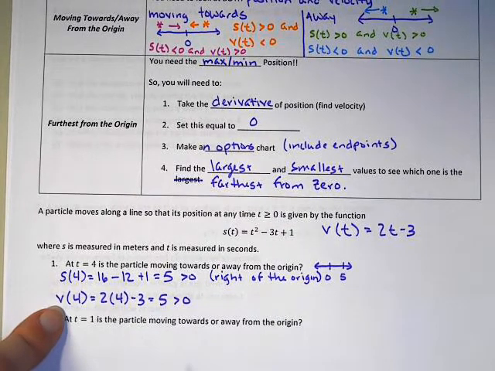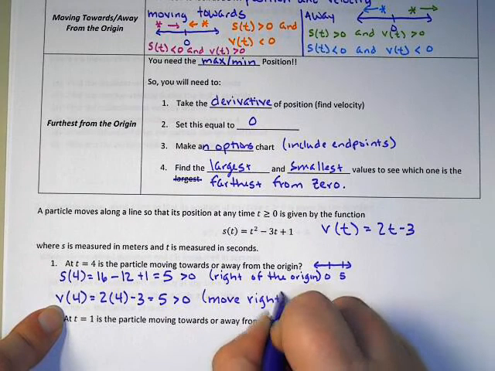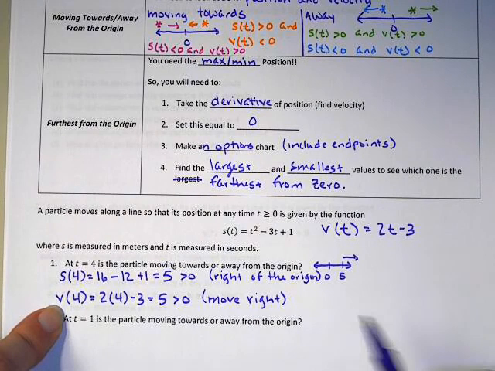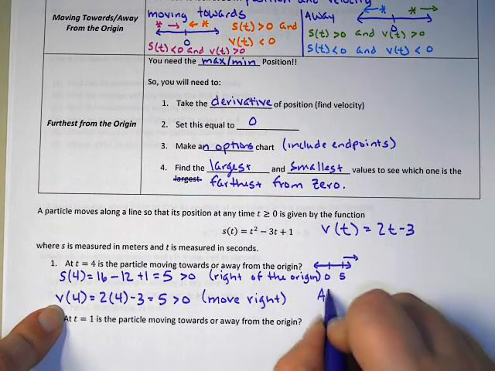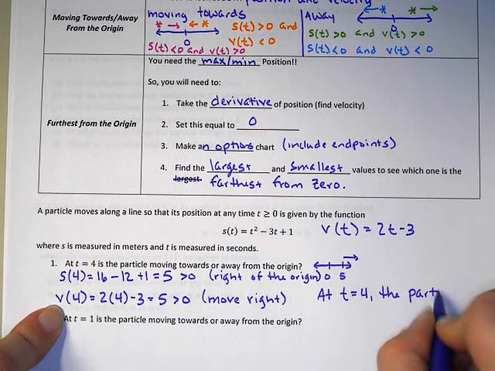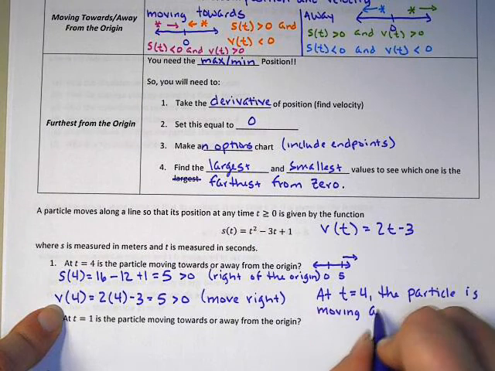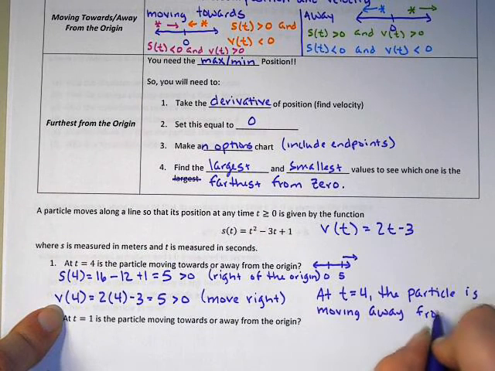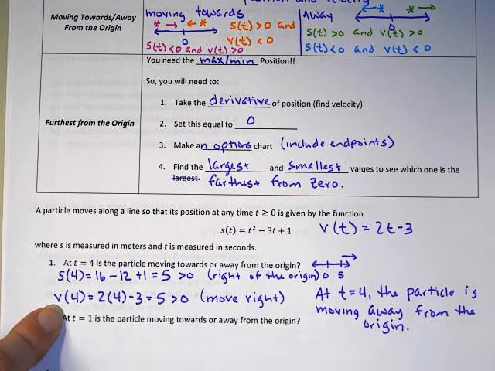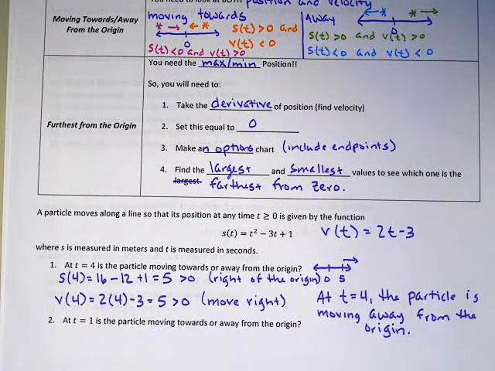Well, if my velocity is greater than 0, I know that I'm moving to the right, which means I started at 5 and I'm moving to the right. That means based on this analysis, at time t equals 4, the particle is moving away from the origin. We started on the right and we're moving towards the right, so clearly we're getting farther and farther away from 0.